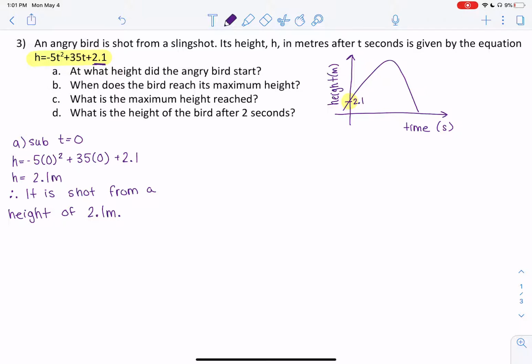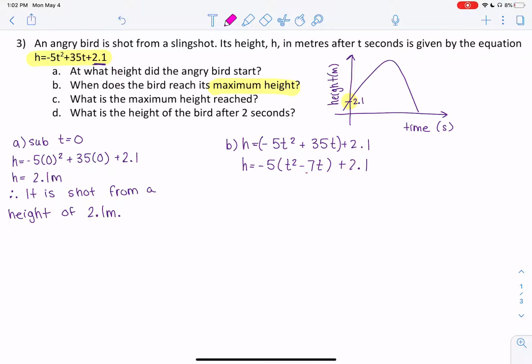Okay, next for B, we need to find when the bird reaches its maximum height. Now I see this word maximum. That word is telling me that I'm going to be completing the square and I need to find the vertex. So let's write out our equation. Again, our first step, brackets around those first two terms. Next, factor out the number that's in front of that t squared.